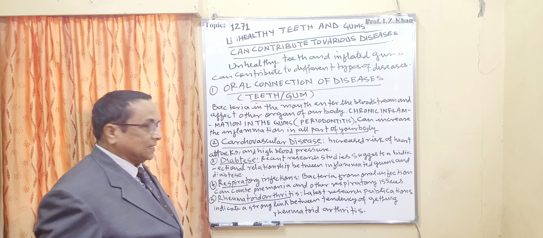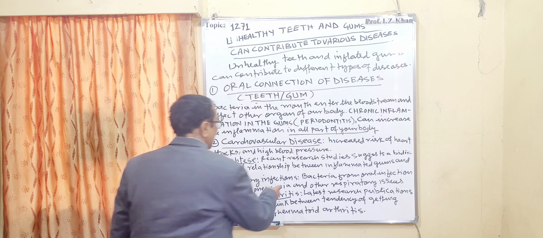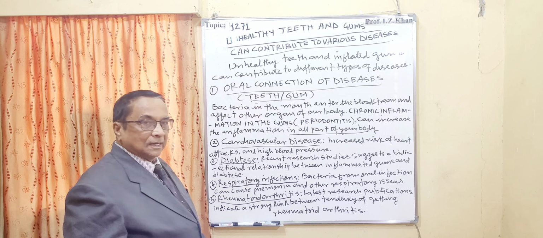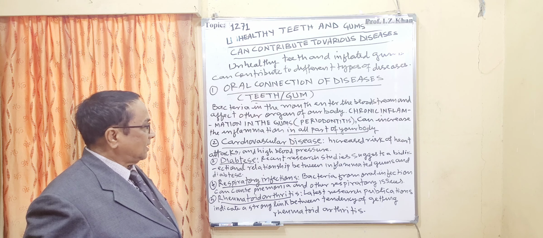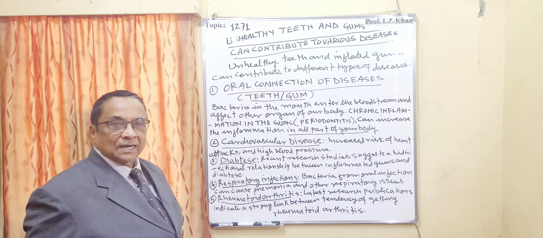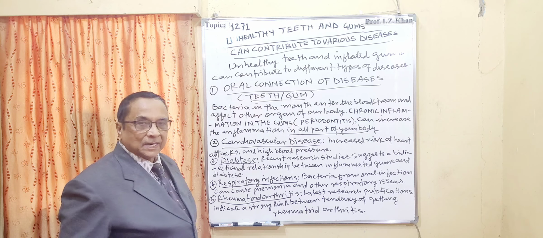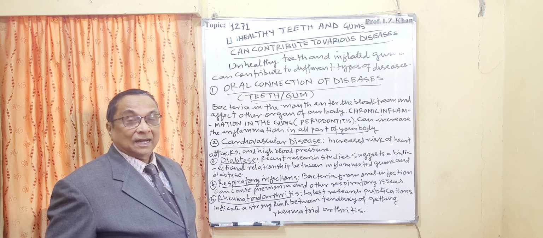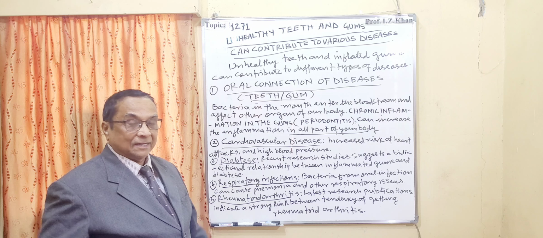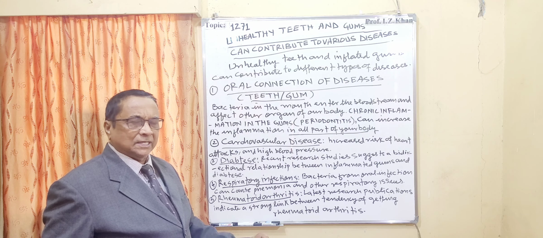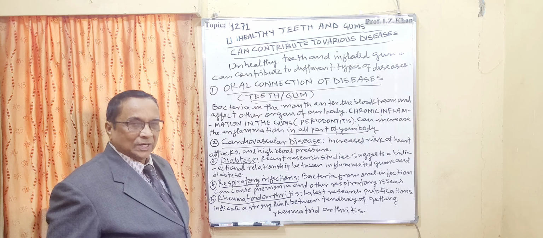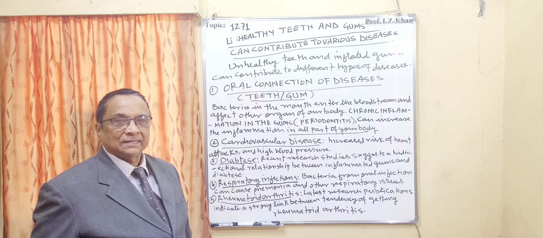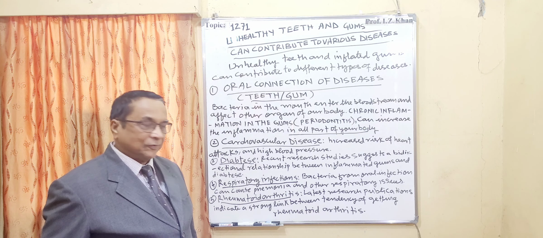Number 4, respiratory infections. Your respiratory infections are also linked to your oral health. Bacteria from oral infection can cause pneumonia and other respiratory issues like bronchitis, asthmatic condition, difficulty inhaling air, and chest pain. All these conditions are also linked to your oral health, meaning unhealthy teeth and gum with inflammation.